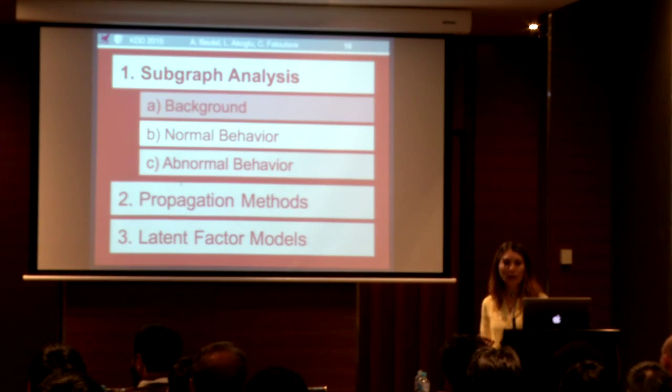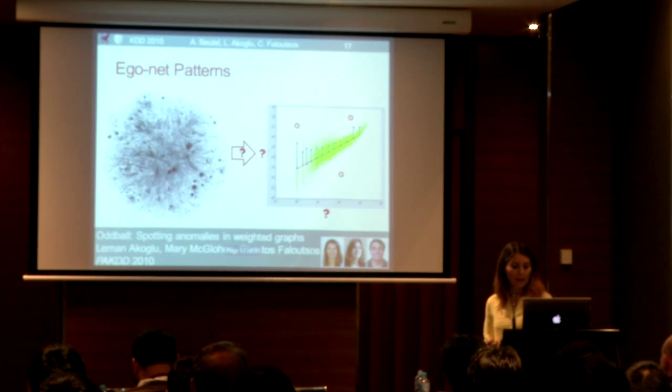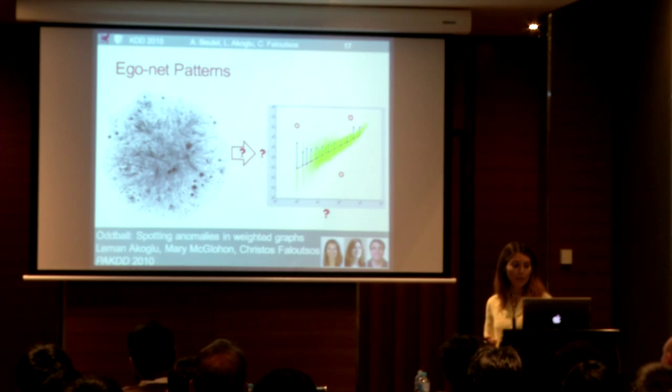So let's look at how to find normal behavior through subgraph analysis. We'll start with OddBall, with egonet patterns. Remember that an egonet is a node, all its neighbors, and all the connections among them. That's the definition of what an egonet is, and it's a well-defined subgraph.